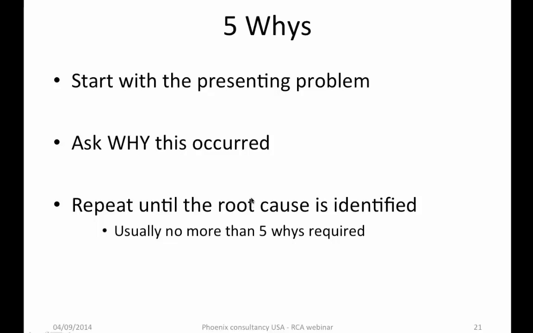So if we go through the chain that we had earlier: the machine malfunctioned. Why did it malfunction? Because it overheated. Why did it overheat? Because there was a low coolant level. Why was the coolant level low? Because the coolant was leaking. And you could say, well, why was this allowed to happen? Because there wasn't a routine maintenance schedule or something like that. And that might be the root cause, the lack of a proper maintenance schedule for the equipment.